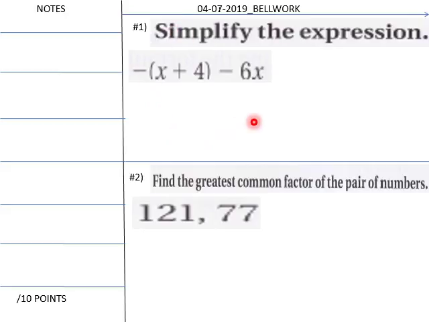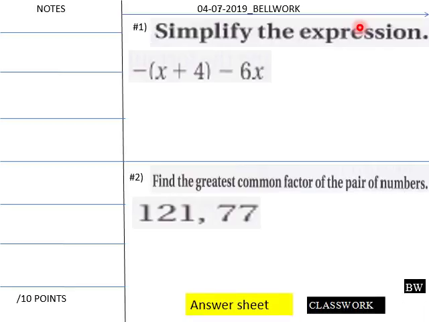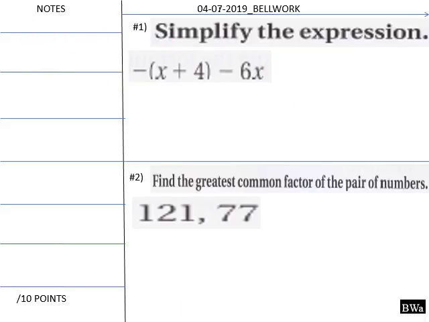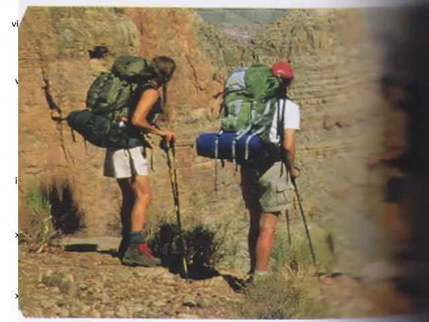Bell work here, students, as you come into the classroom, or this is a good warm-up if you're homeschooling. Start here. GCF here, and then here. Oh, looks like order of operations, huh? Here's your answers.